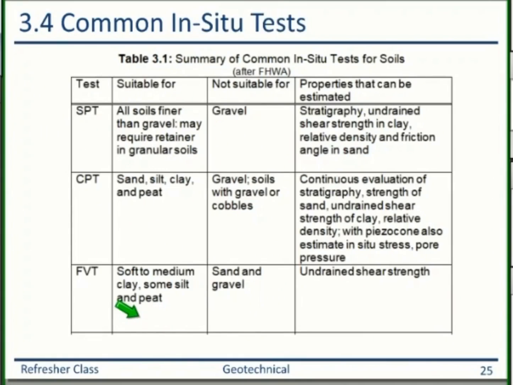This is a table which summarizes the common field tests, the tests performed in the field to obtain the soil parameters for design. The tests could be the standard penetration test, cone penetration test, field vane test, and the table talks about what type of soil is suitable to conduct each test, what type of soils are not suitable, and, based upon the test, what kind of soil properties can be estimated or determined.